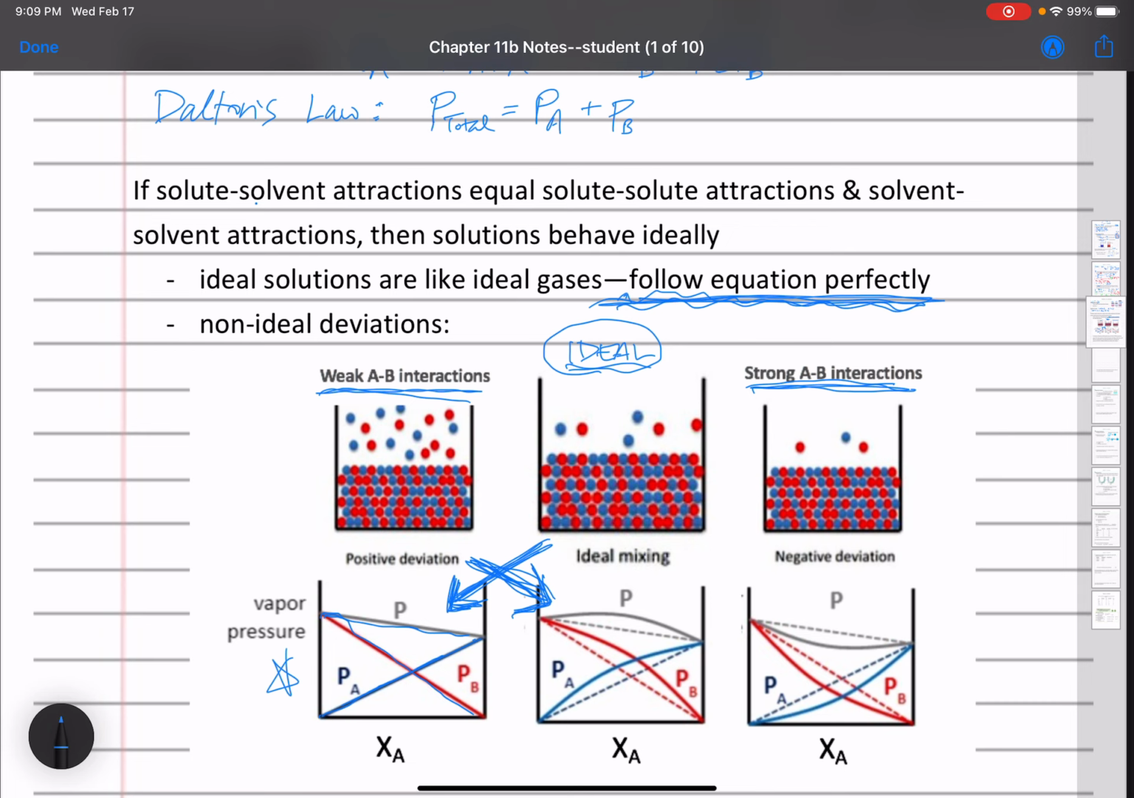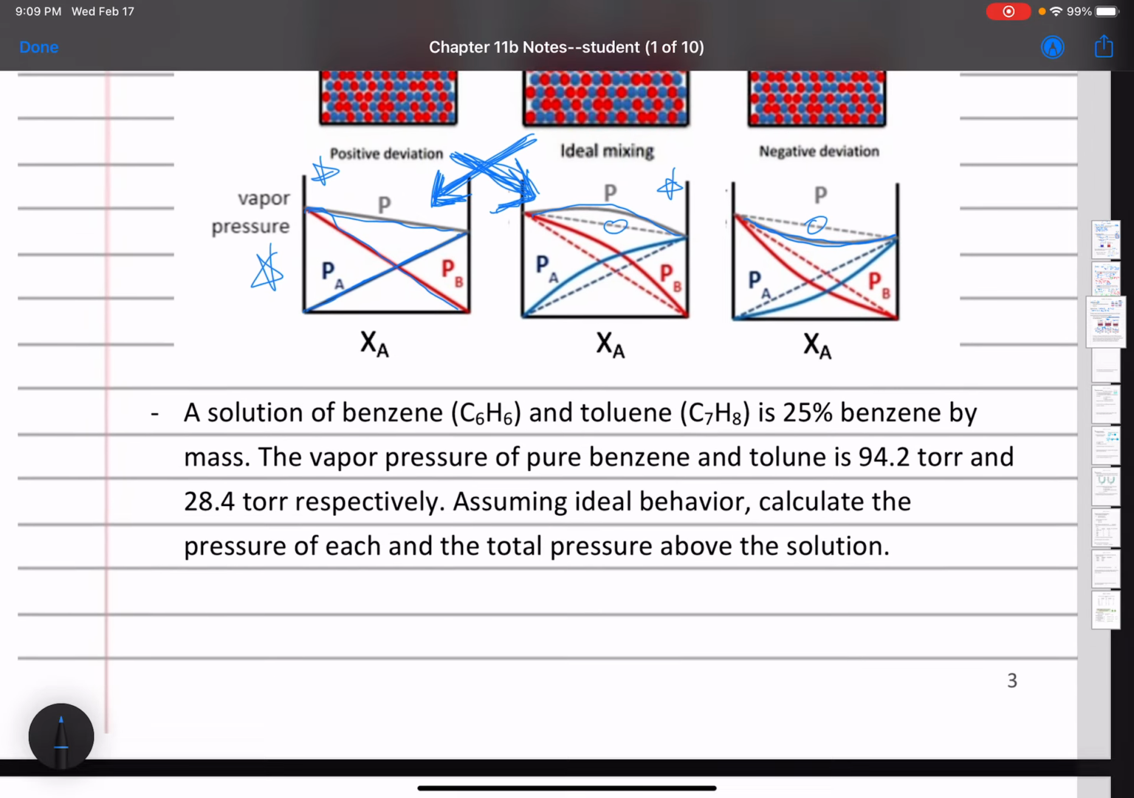So we can do the ideal calculations and figure out what the ideal pressure would be if they behaved ideally, but when we measure it, we'll see a deviation. If there's very weak attractions, remember weak attractions have higher vapor pressure, so we would see a positive deviation. So the actual measured pressure would be a little bit higher than what we expected. And if there's very strong interactions between them, then we would see a negative deviation. So the pressure that we measure would be less than what we calculated. So let's do a practice problem.